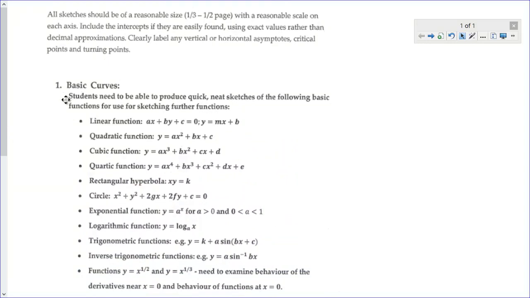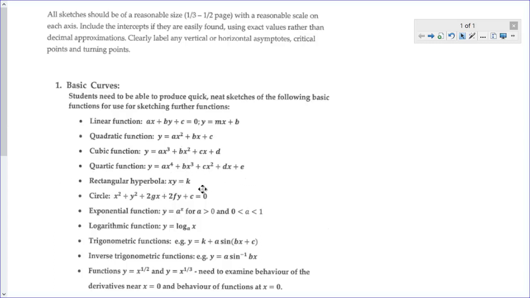So some of the things we should know from before. These are things you need to produce quickly, and they're considered to be basic. So linear function, general form and gradient intercept form, quadratic function, cubic. So you need to know what a cubic looks like as you approach from left to right. What happens if A is positive and A is negative? A quartic function, again, you need to know what it looks like as a general rule.